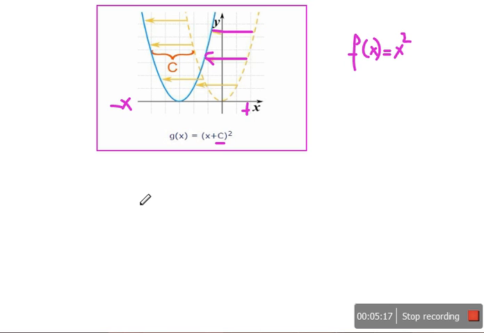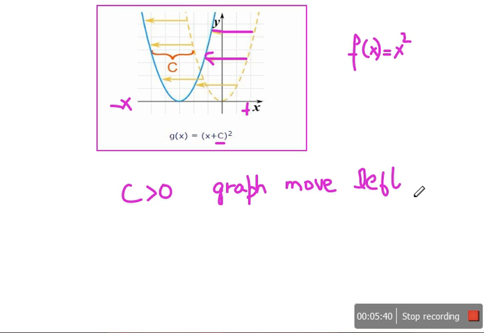So I'll write it: if the constant c is greater than 0, the graph would move left. Okay, if you are adding a constant which is greater than 0, the graph moves left. Same way, if the constant is less than 0, which means any negative number, the graph moves right.